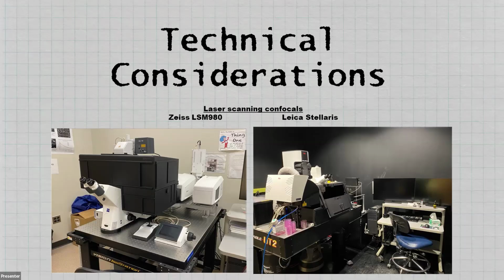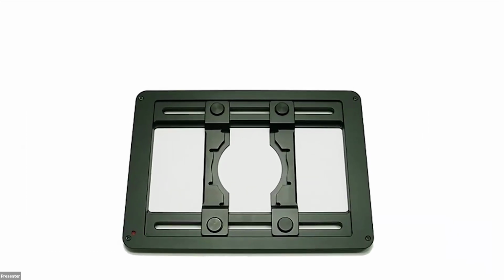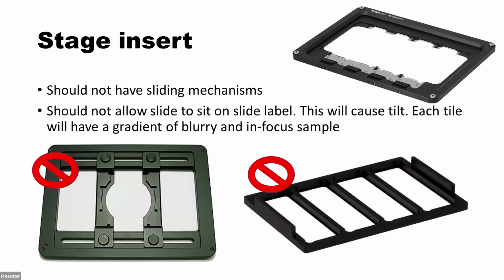The most important one is not what you think. It's the stage insert. Most of your samples are going to be on slides and imaged between cycles, so it's important that they are consistently placed each time they return for the next imaging cycle. Stage inserts with sliders and no clamps are to be avoided as they still permit some rotation and translation.